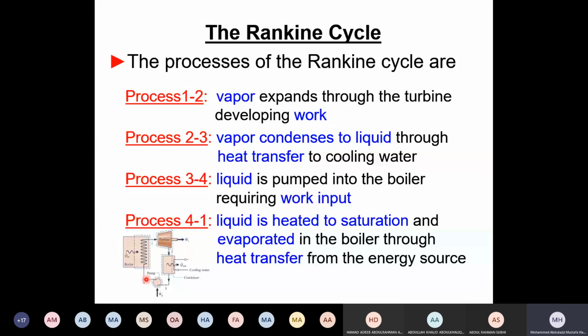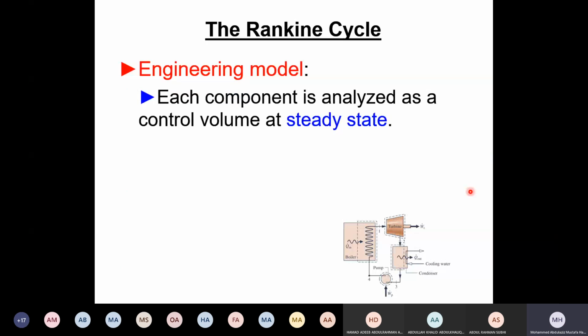Then this will go into the boiler, which is 4 to 1, where it is heated, superheated, then goes to the turbine and so on. So this is a cycle here with these 4 processes. Please stop me at any time if you have any questions. Okay.